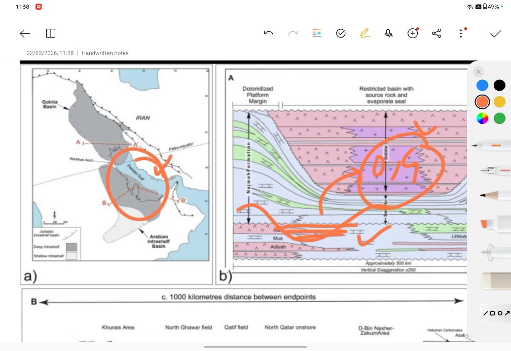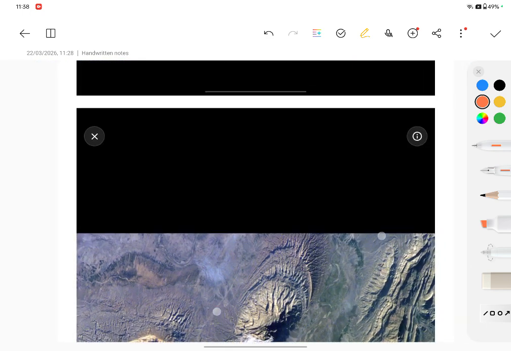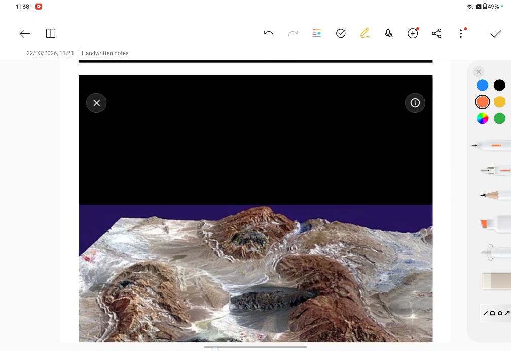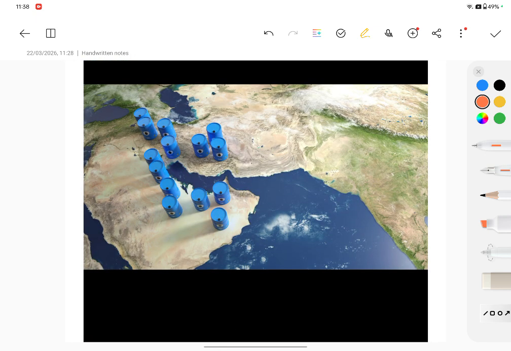So why is Iran so resource rich? Iran's oil wealth is not random. It's a result of rare geological conditions. So that's why they have these advantages over other petroleum producing countries.